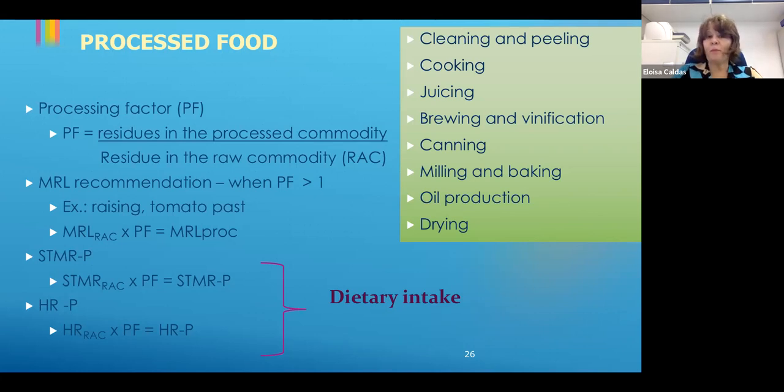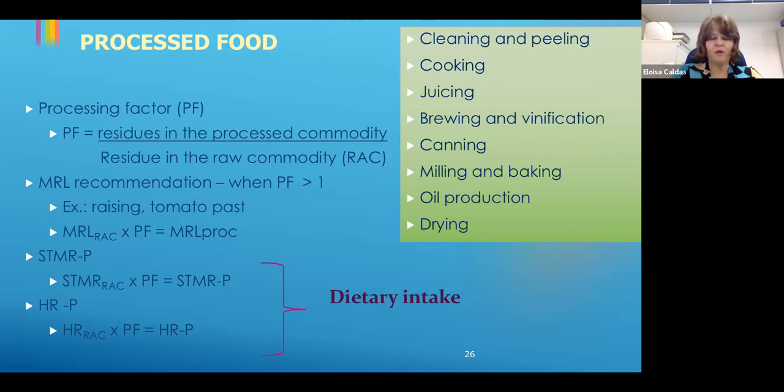For example, tomato paste. Tomato paste is normally produced in the industry in an oven. So there you don't have any photodegradation, but you have the heat, and you also have the water loss, which will lead to higher residue in the outcome product. And so those are two processed crops where we normally expect an increase of the residues.